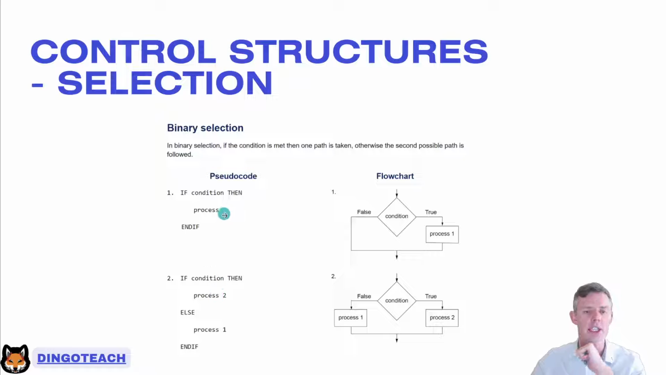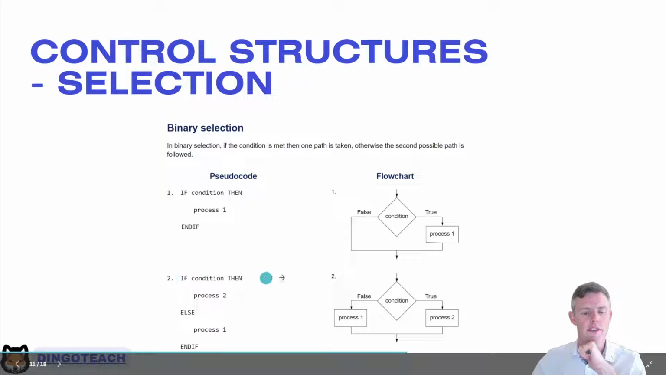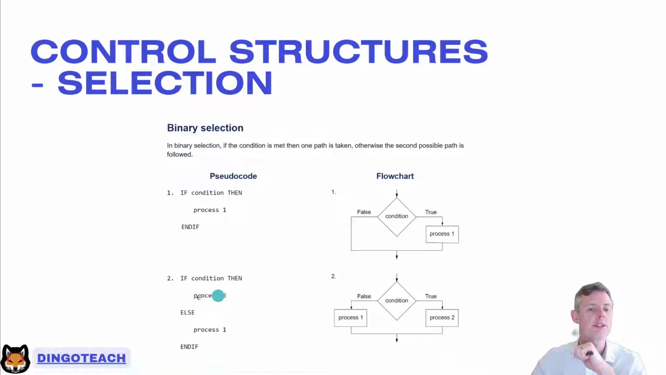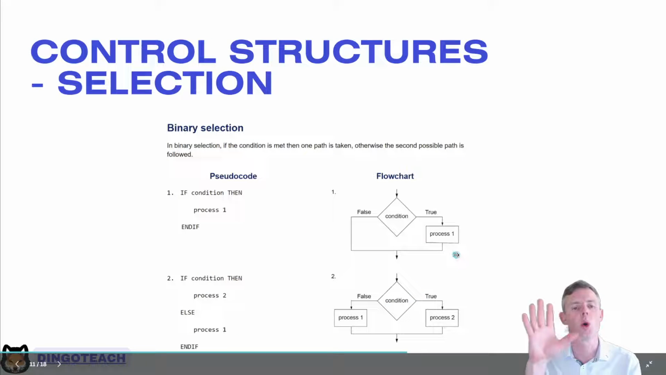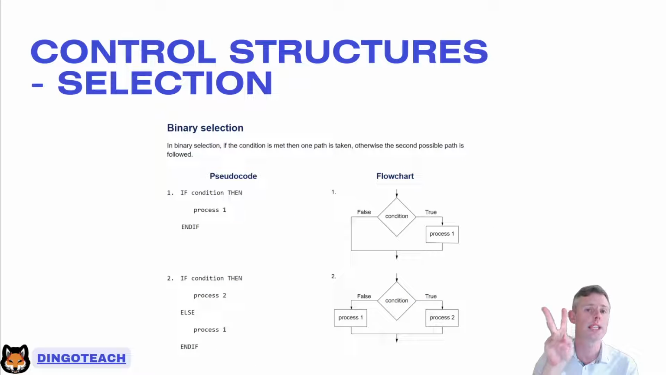Now, another binary selection is we've got an if and an else. And so for this one, if the condition happens, then process 2 happens. Otherwise, it's process 1. And same thing over here. If the condition's true, process 2, otherwise process 1. Okay, so these again are equivalent. The reason this is called a binary selection is there's only 2 paths to follow, one or the other.